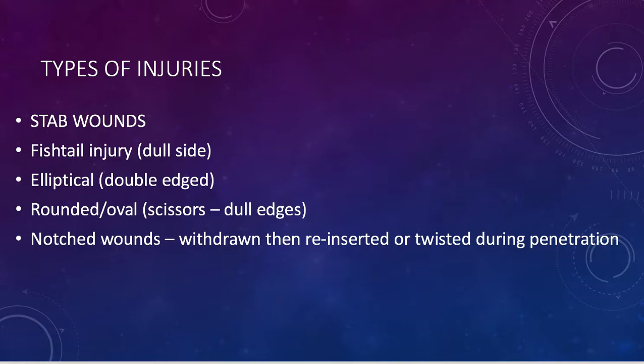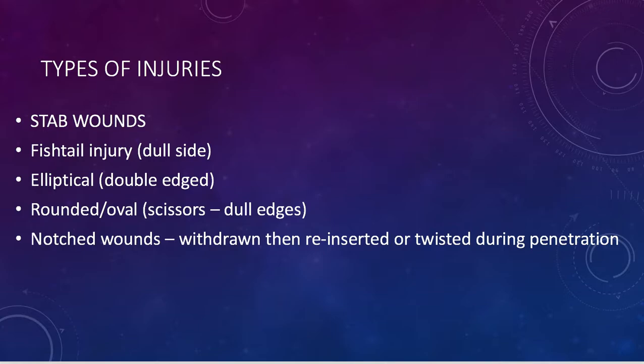You can also have the elliptical, which is a double, let's say a regular knife that you would think of. That's going to have a double-edged knife that's going to be sharp on both sides. Then you can also have like the rounded or oval with the scissors edge. So you're going to have the penetrating injury, and then you'll have dull edges, and that usually also causes bruising. Any round oval that's with a blunt object that's not continually piercing the skin as it enters usually has a lot of bruising.